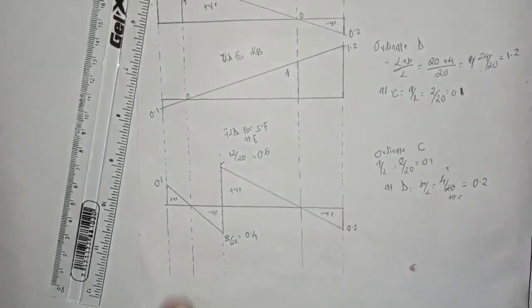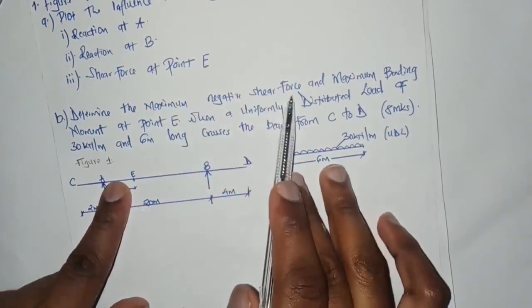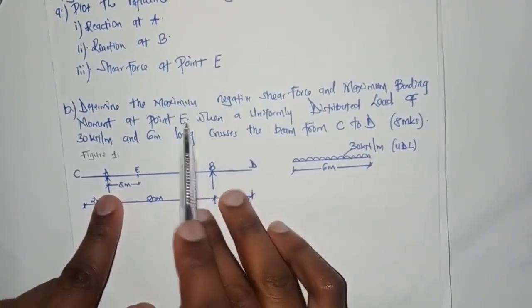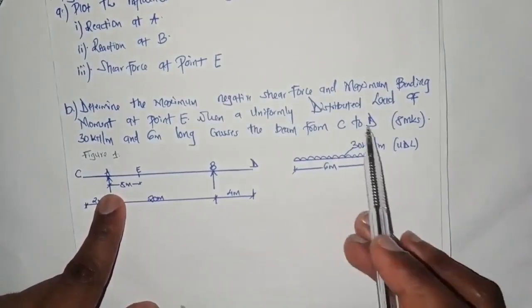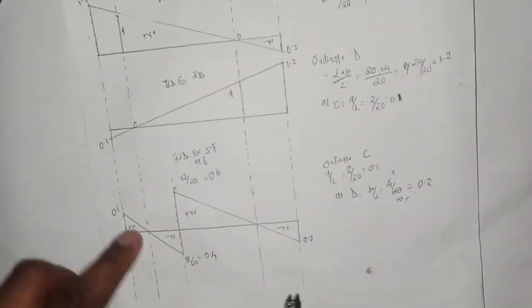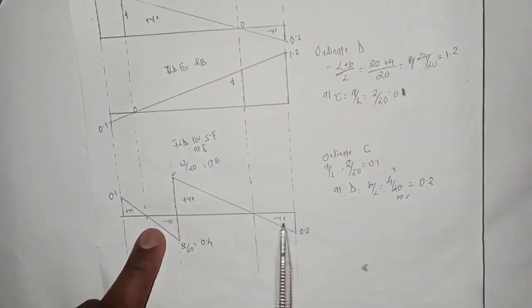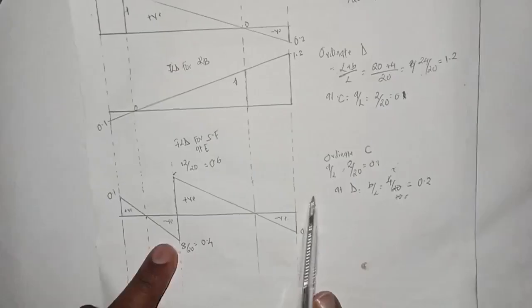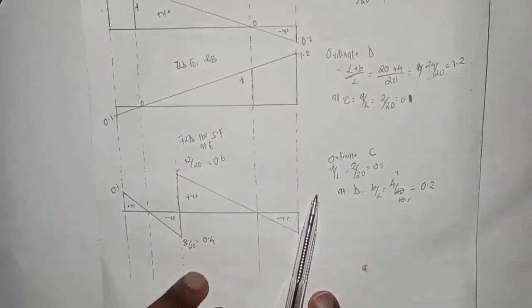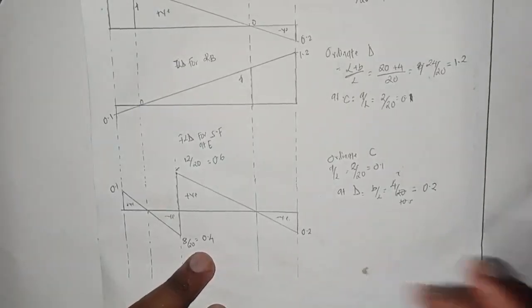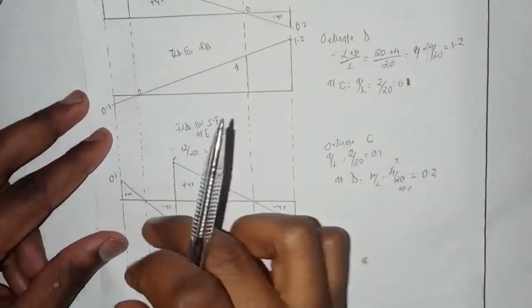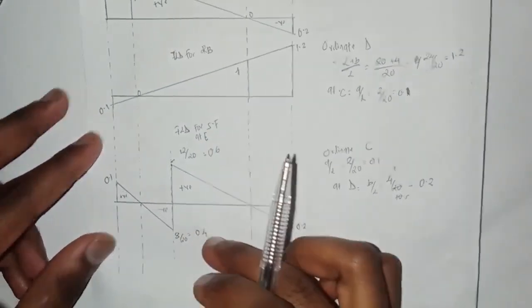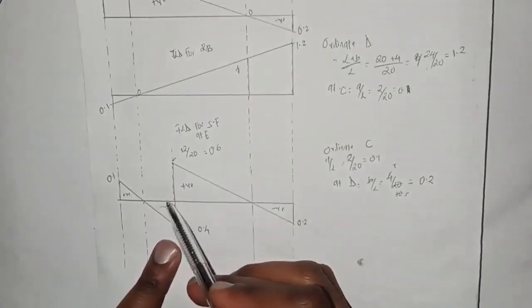When we jump to the next question, it says you should determine the maximum negative shear force and maximum bending moment at point E when a uniformly distributed load of 30 kilonewton per meter and 6 meter long crosses the beam from C to D. So to find the maximum negative shear force, we are going to place our UDL where our shear force is maximum negative. So we're going to place them at these points.